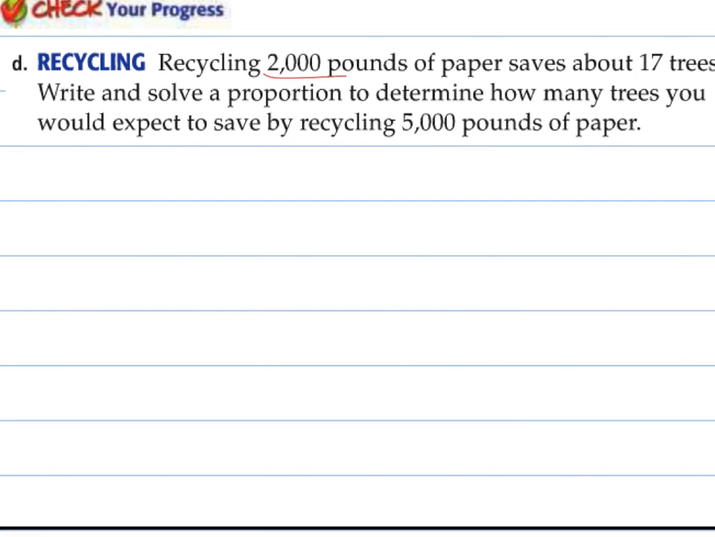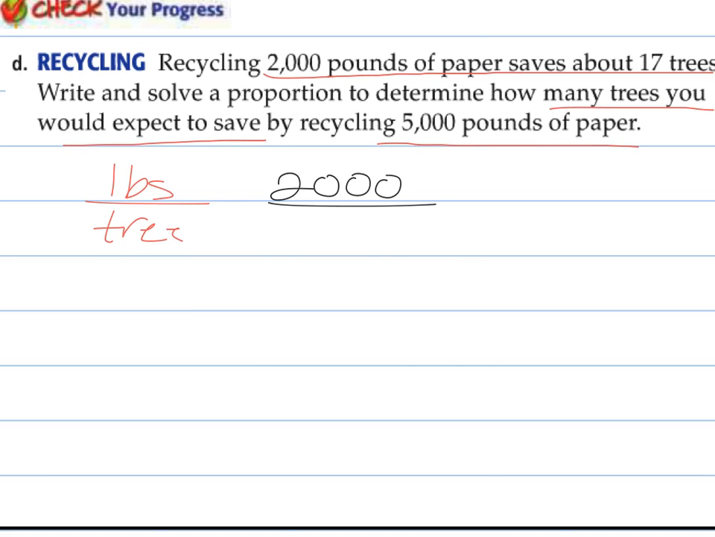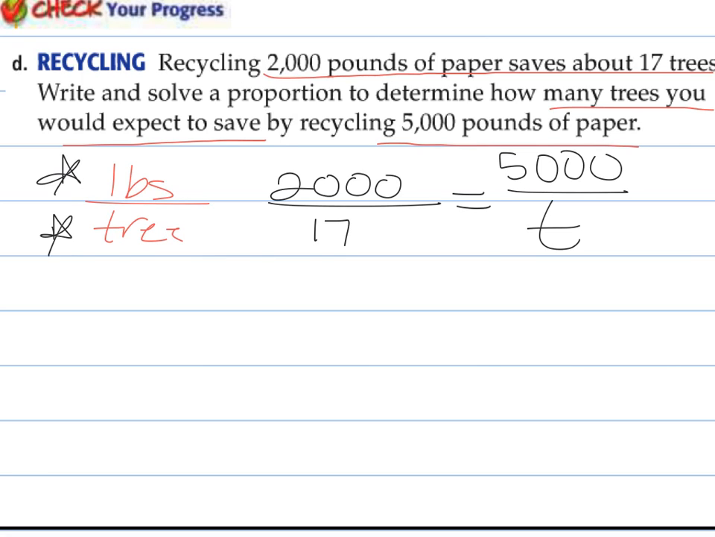So recycling 2,000 pounds of paper saves about 17 trees. Write and solve a proportion to determine how many trees you could expect to save by recycling 5,000 pounds. So we're doing pounds per tree. So we're going to do, it was 2,000 pounds, saved 17 trees. How many trees can we save if we recycle 5,000 pounds? So notice I kept pounds on top, trees on bottom.